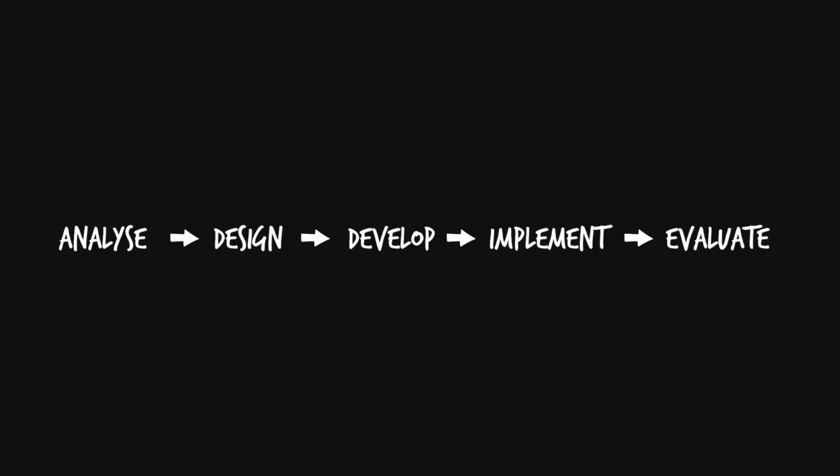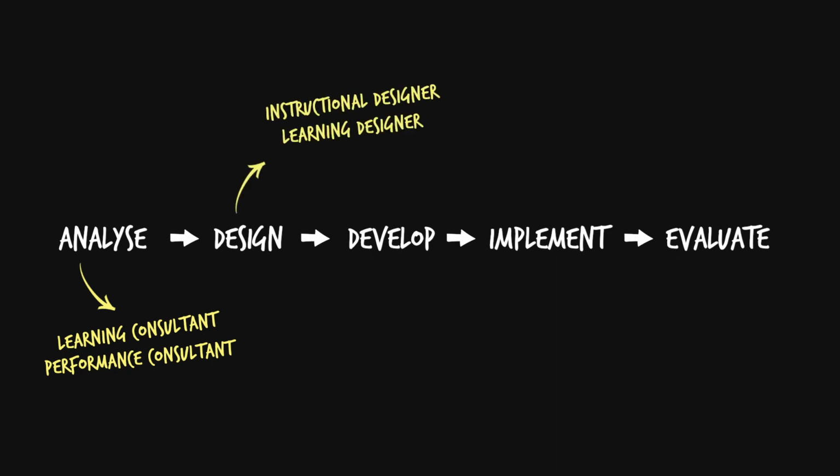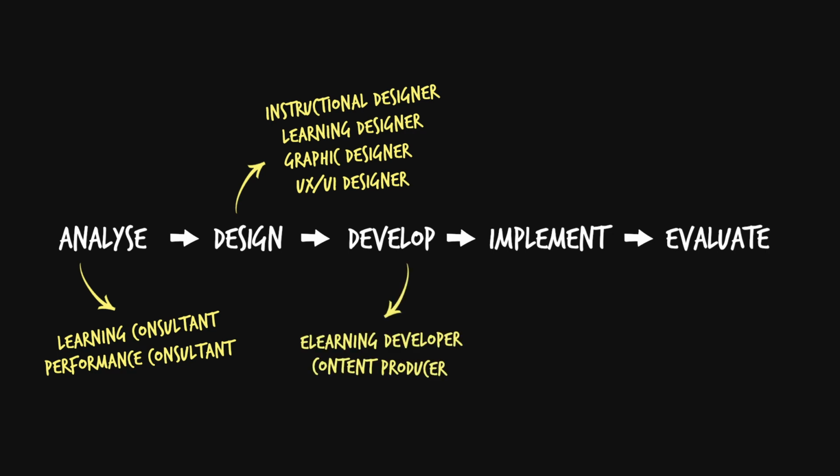Now, you'll often see different job titles being used. So before I sign off, let's go back to our diagram and look at how these different job titles are used in the industry. You can see here during the analysis phase, this role is sometimes called a learning consultant or performance consultant. The design phase is often called an instructional designer or a learning designer, or if we're talking about the visual side of things, that role might need a graphic designer or a UX or UI designer. The development phase is sometimes known as an e-learning developer or a content producer.